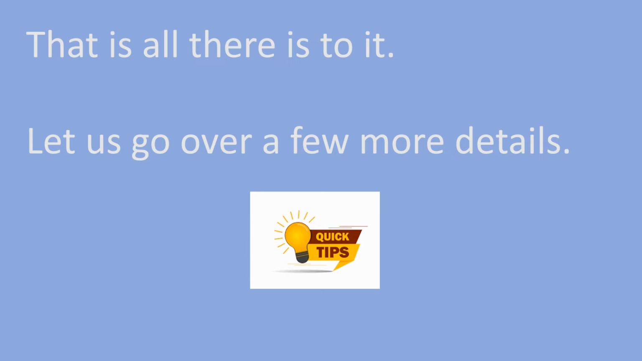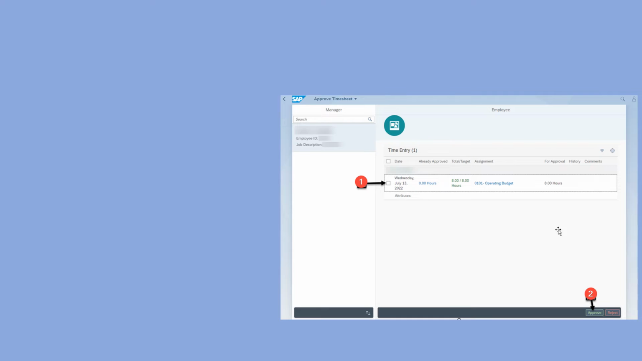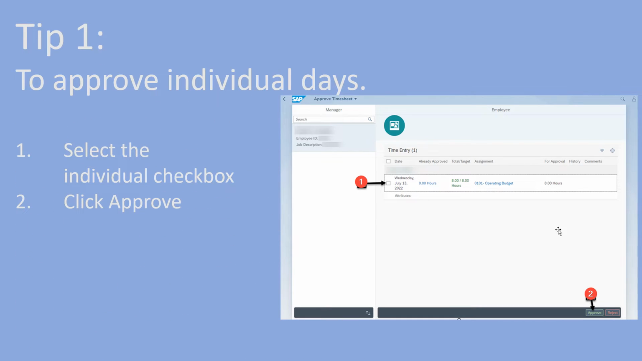Let's go over a few tips and details. Tip 1. To approve individual days, simply select the individual checkbox next to the date that you want to approve. After you're done, click the green Approve button at the bottom, labeled with the number 2 here on the screen.